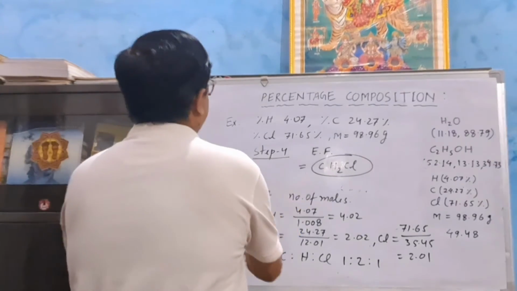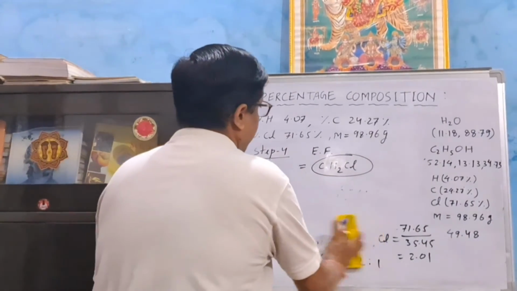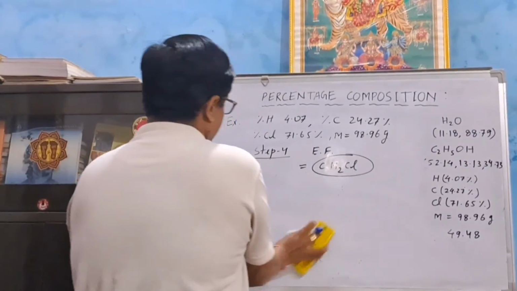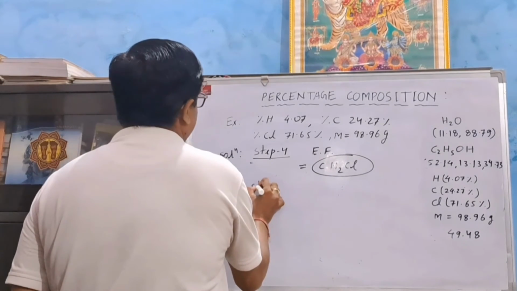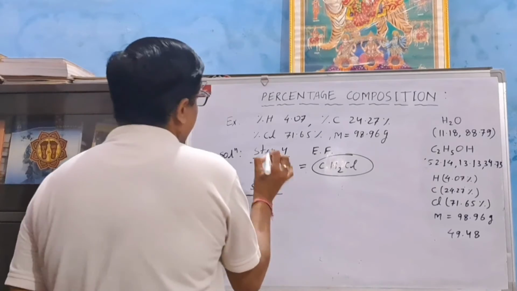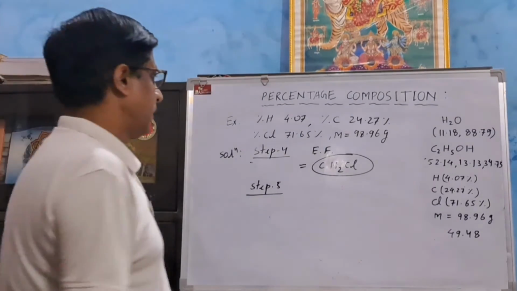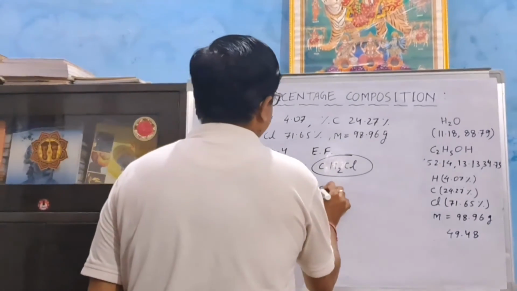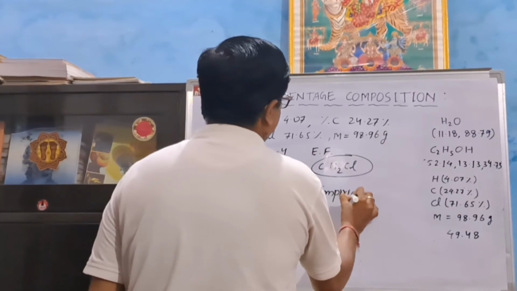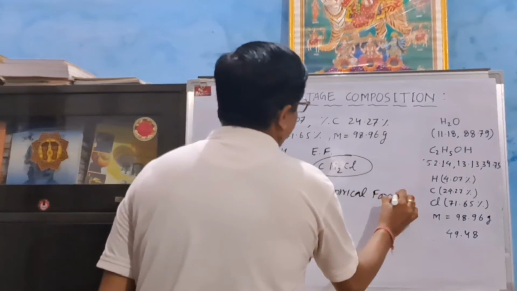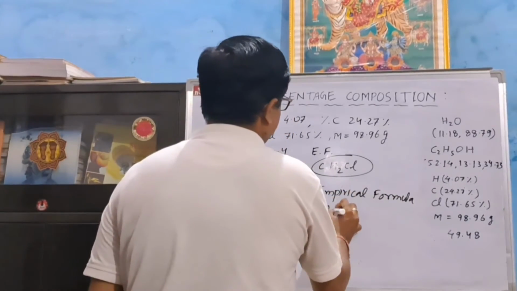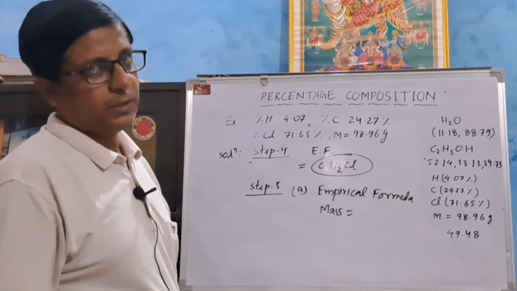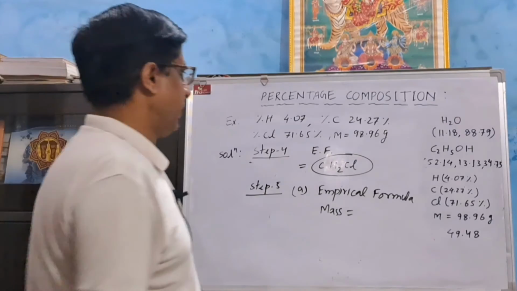In the last step, step 5, we determine the molecular formula. In this step, first we determine the empirical formula mass. Empirical formula mass can be obtained by the addition of atomic masses of different elements present in the empirical formula.